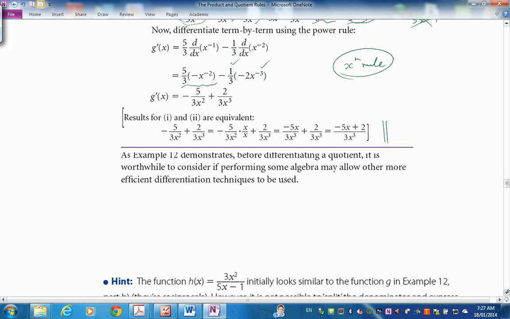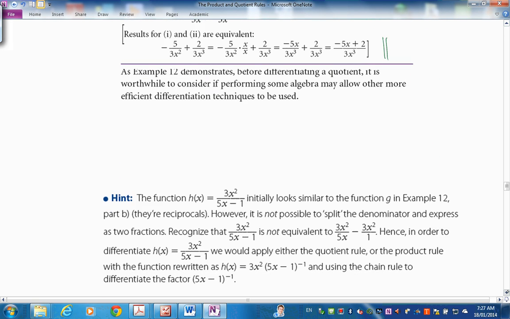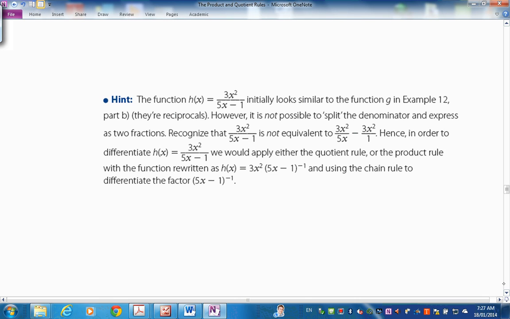Okay, let's go down to here. We just covered that, I think. That function looks similar. It's reciprocal, but you actually can't split it. You cannot do that, because 3x squared over 5x take 1 means 3x squared divided by all of 5x take 1, and that is not divide by 5x and then take 3x squared divided by 1. Okay, so we would use the quotient rule there, and generally we don't change it to that product.